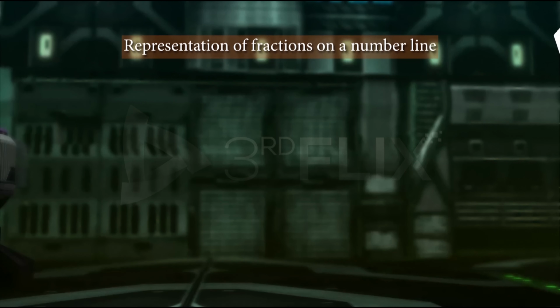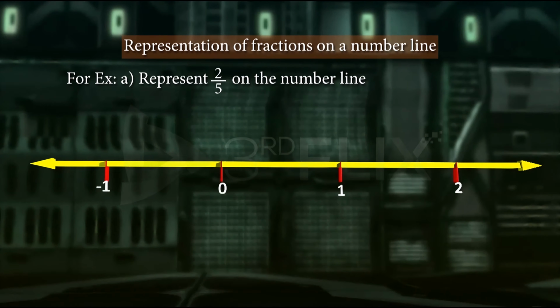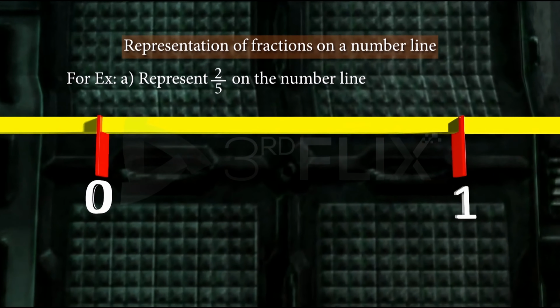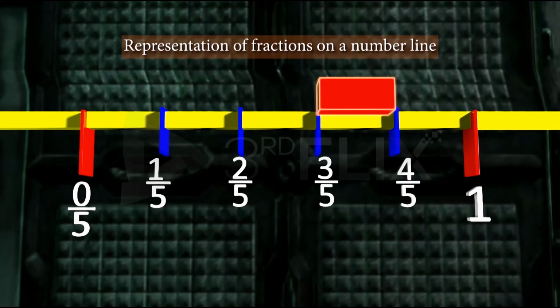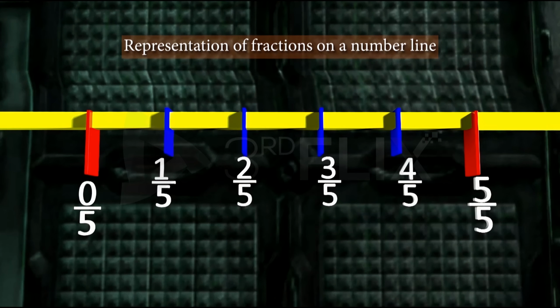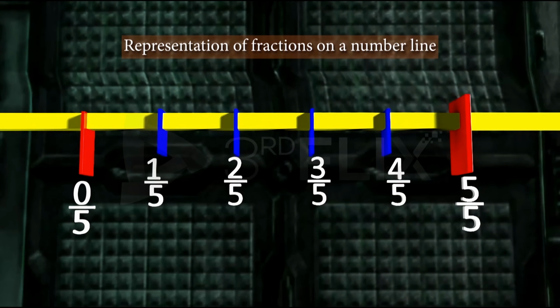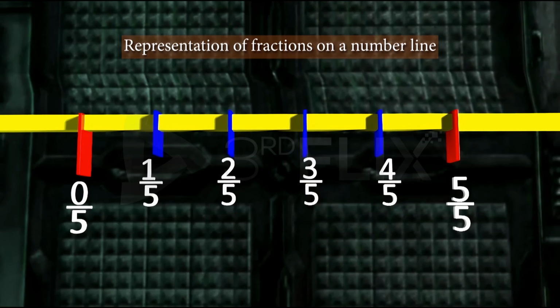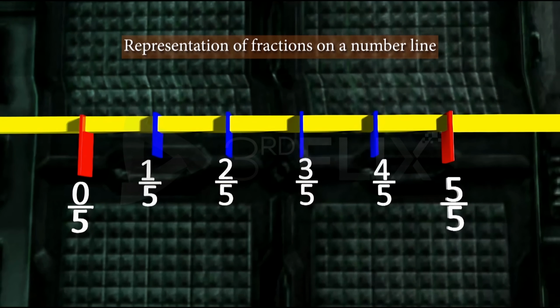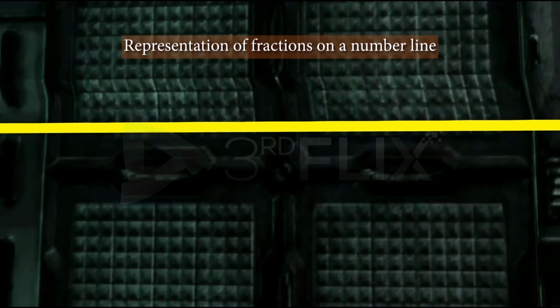Representation of fractions on a number line. Let us now learn how to represent fractions on the number line. For example, A. Let us represent 2 by 5 on the number line. Divide the line segment into 5 equal parts. This is the fraction's denominator. Look at the fraction's numerator. Count the number of spaces and place a marker there. Here, 2 is the numerator, so count up to 2 spaces and then mark the fraction.